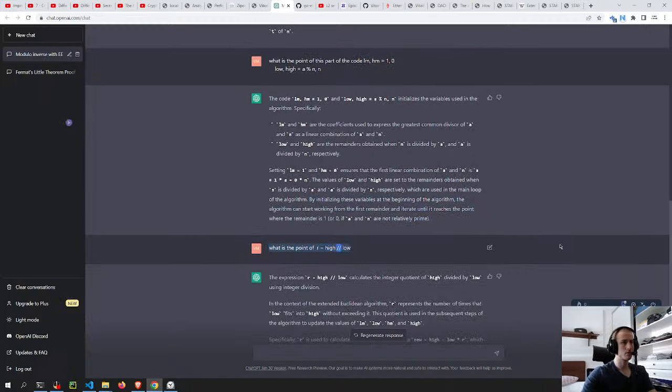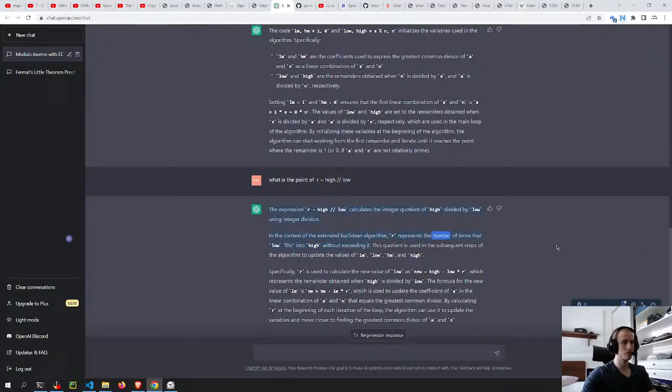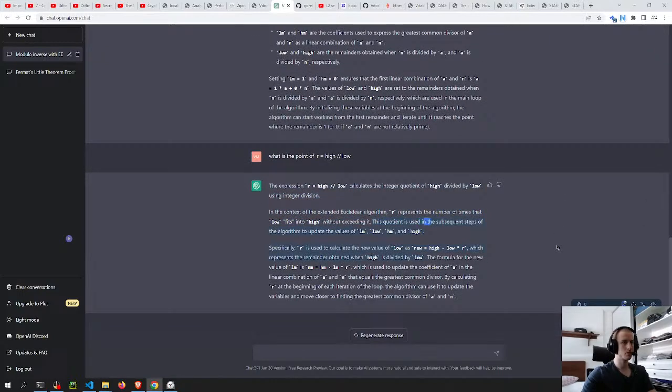What is the point of r = high // low? The expression r = high // low calculates the integer quotient of high divided by low using integer division. In the context of the extended Euclidean algorithm, r represents the number of times that low fits into high without exceeding it. This quotient is used in the subsequent steps of the algorithm to update the values of lm, low, and high. Specifically, r is used to calculate the new value of low as new = high - low * r, which represents the remainder obtained when high is divided by low.